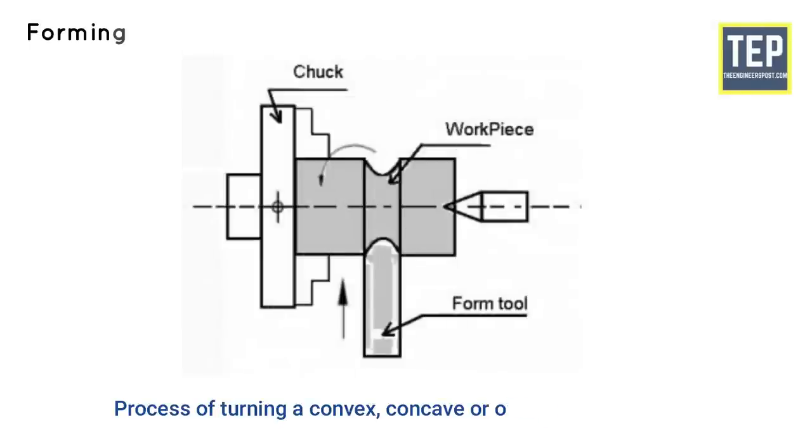Forming. Forming is the process of turning a convex, concave or any irregular shape. Form turning may be accomplished by different methods, like using a forming tool, combining cross and longitudinal feed, tracing or copying a template.